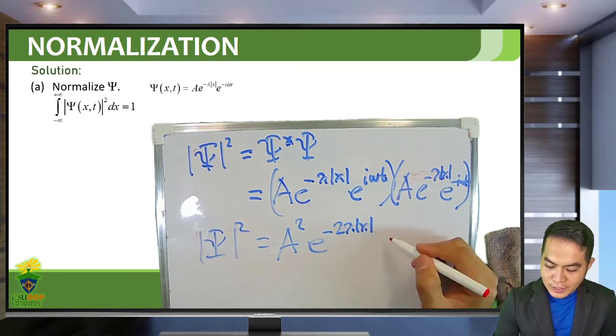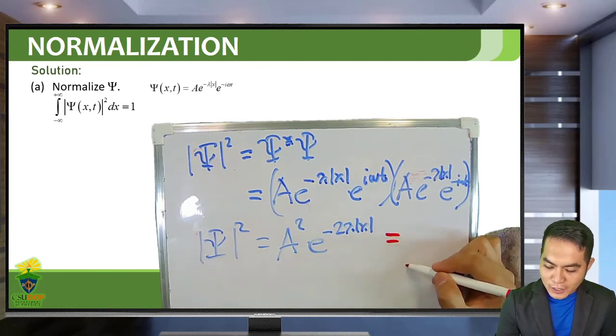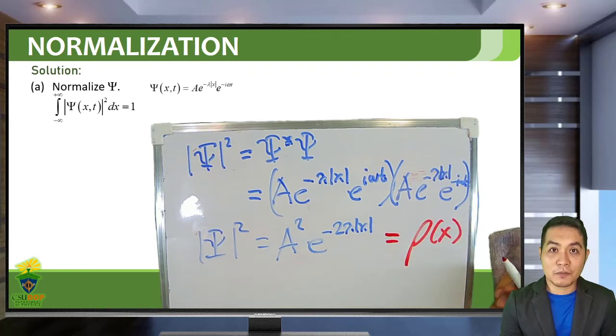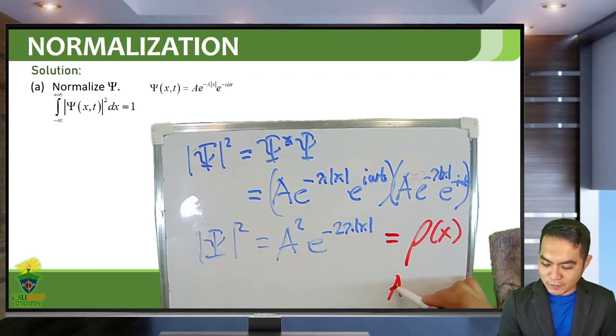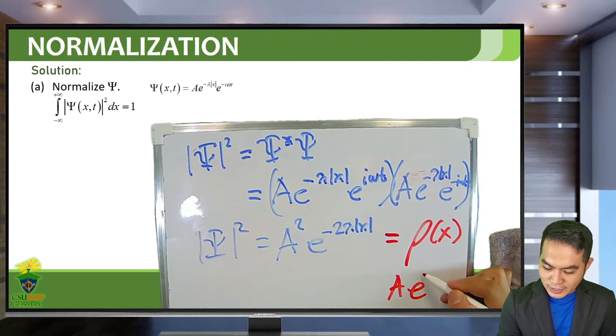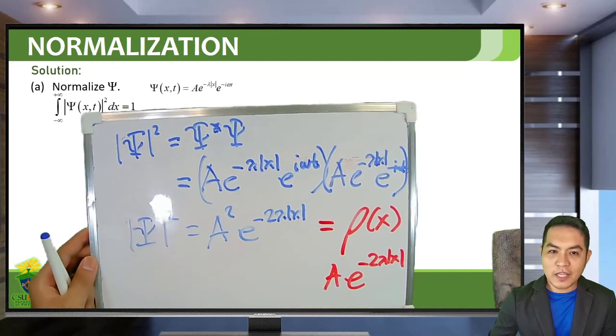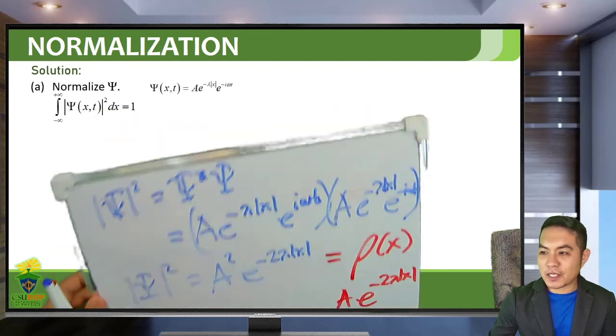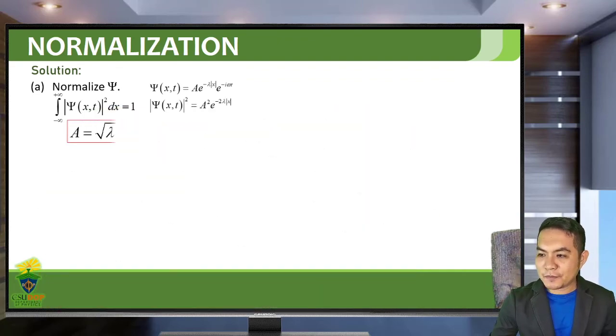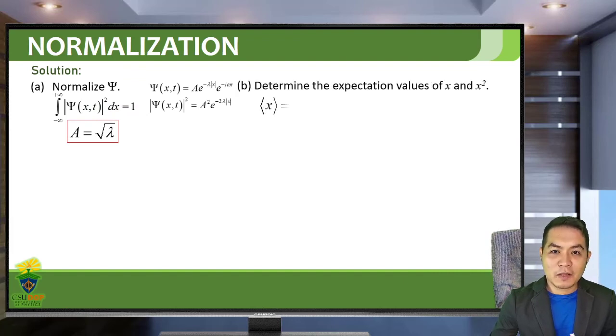And this is just equivalent to the probability density that we had before. But in our probability density in the previous lesson, it's just a here, while in our current probability density, it's a squared. So the equations and formulas that you will use are the same, but in this case, your a, instead of equal to lambda, you get square root of lambda. But the expectation values are exactly the same.